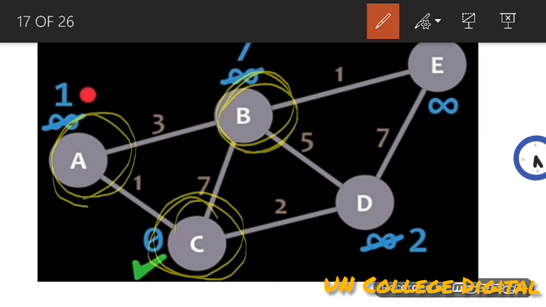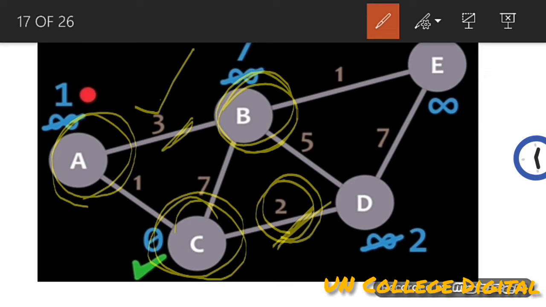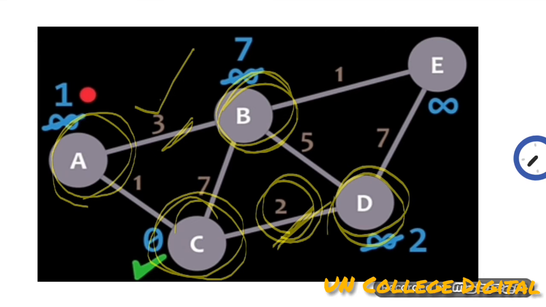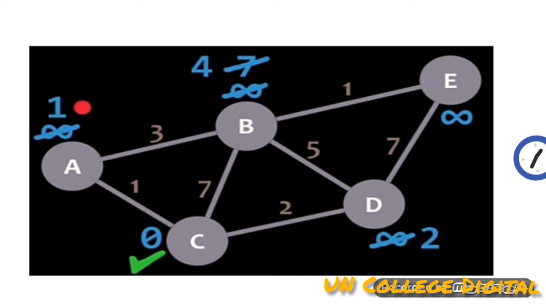And here we have one weight, that is 3. The distance from A to B is 3, but we also have the distance from C to D previously, and as this distance is smaller than this distance, we will select this one, the CD path. Okay, and now the graph will look like this.